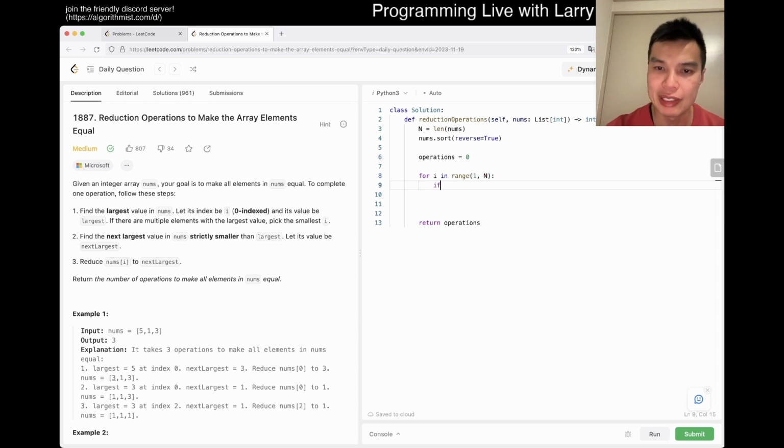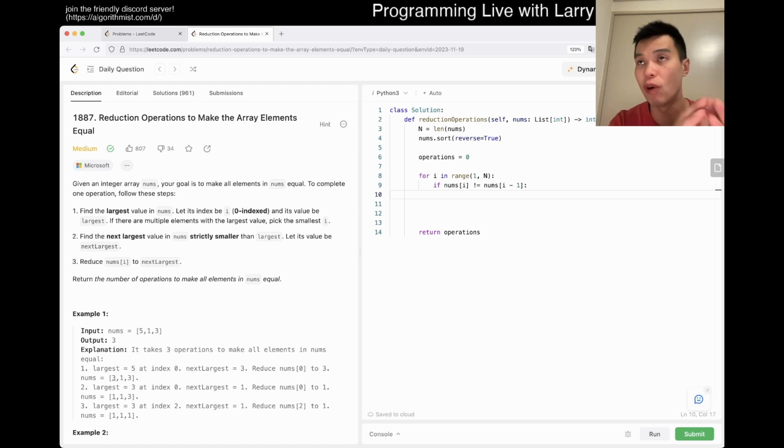So basically, if num sub I is not equal to num sub I minus 1, because that means that if the numbers are the same, there's no reduction, then you reduce all the numbers from num sub 0 to num sub I minus 1, all of them, you change it to num sub I. So change all numbers from num sub 0 to num sub I minus 1 to num sub I.